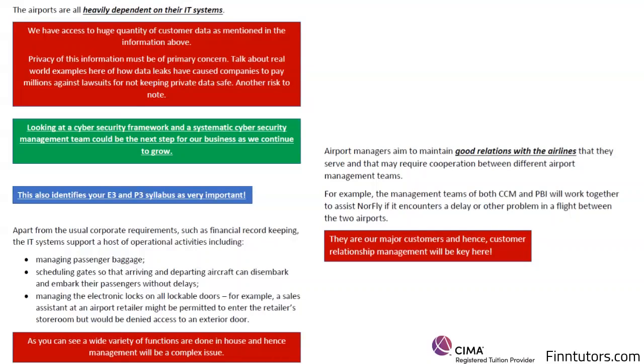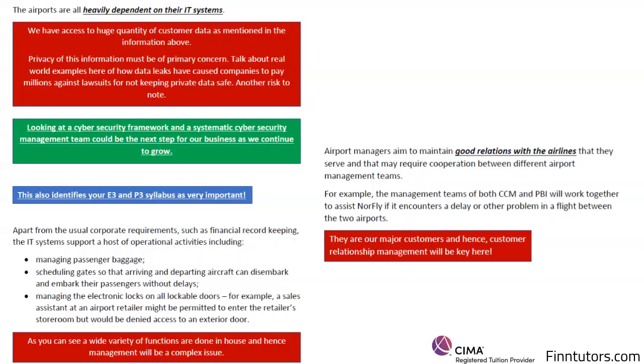To give you a very simple example, the management teams of both CCM and PBI, which are our airports, will work together to assist Norfly if it encounters a delay or other problems in a flight between the two airports. So, Norfly is our major customer, and hence customer relationship management will become key here. For this reason, the two management teams that will run these two airports will have to cooperate and speak to serve our customer Norfly better.